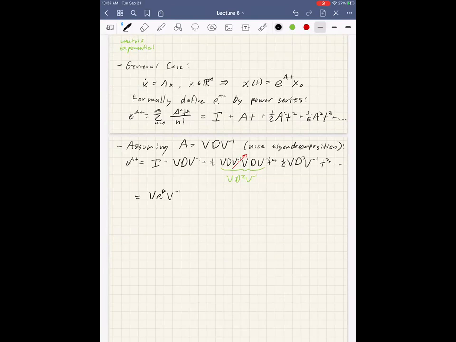Okay, so let's write that down. In eigenbasis, the system decouples into lots of simple harmonic oscillators, basically.